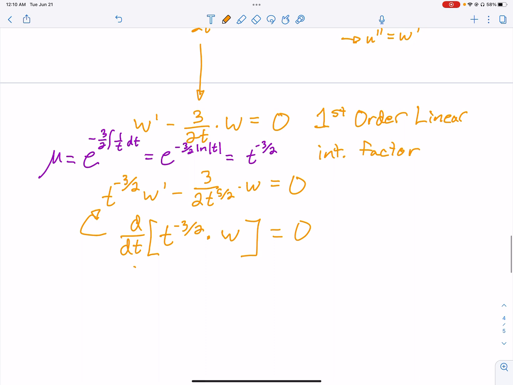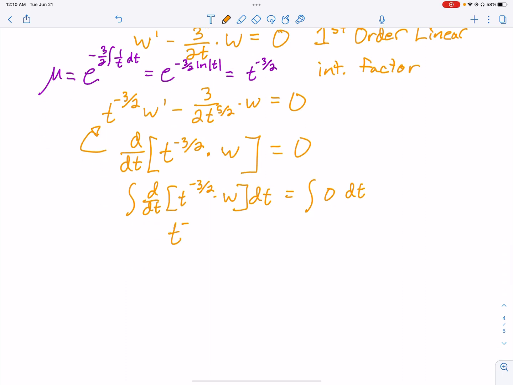Now, we can take the integral of both sides. This is just solving a first order linear equation, so hopefully you guys have it down at this point. The integral of 0 dt. So we get t to the negative 3 halves times w equals, okay, and this ends up being a c.